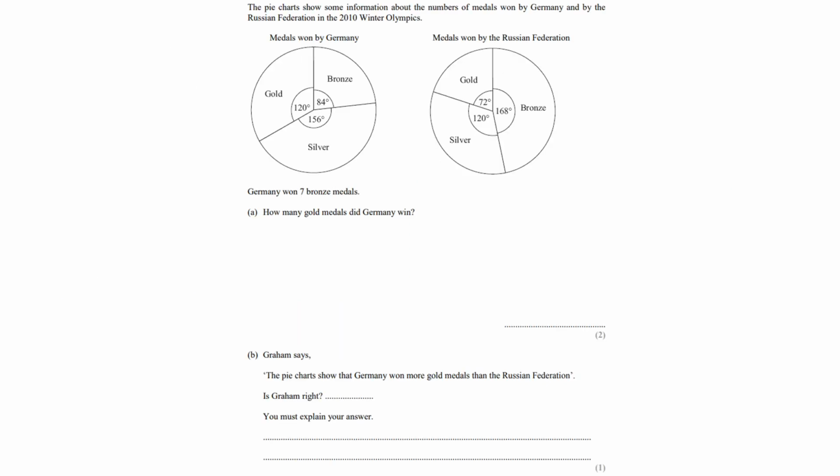Now let's discuss how to actually read a pie chart. This pie chart shows information about the number of medals won by Germany and Russia in the 2010 Winter Olympics. Here's what we know about Germany. Here's what we know about Russia. Germany won 7 bronze medals. So how many gold medals did Germany win? Well, we know that 84 degrees is equal to 7 medals, because this is bronze, isn't it? And we know that bronze is equal to 7.